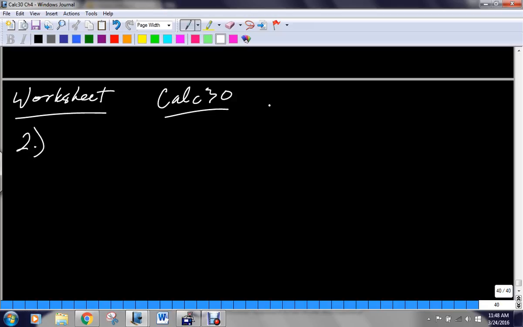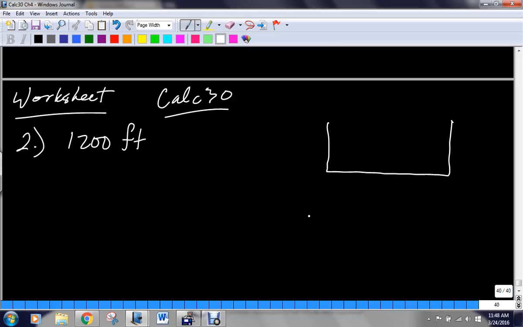Number 2 says, suppose the man in the previous problem uses a building in place of one of the sides of the rectangle. What should the dimensions be now to enclose the largest possible area? So what's changing? We still have 1,200 feet of material, okay? But what's changing is that material is only going to be used for 3 sides, not for 4.